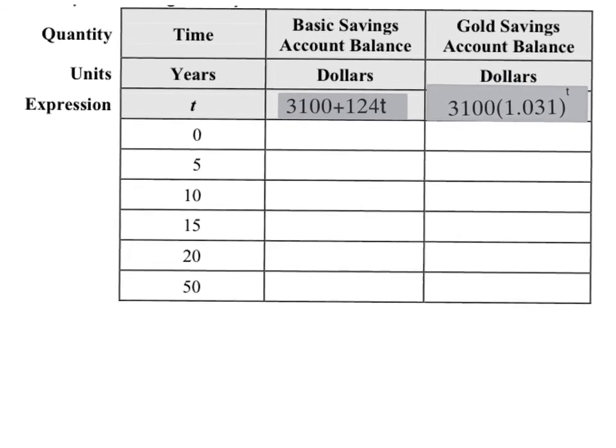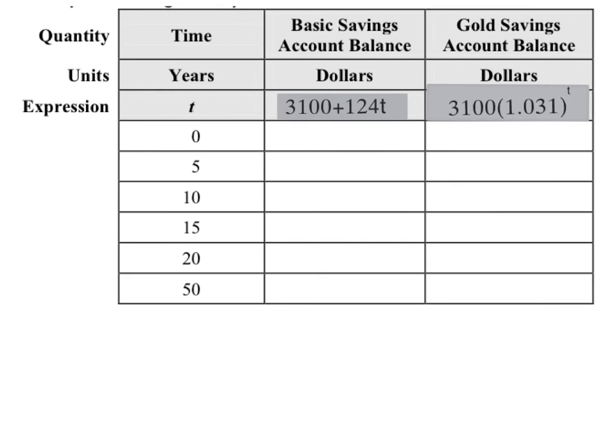All right, so the very first thing we need to do is plug in a 0 for t. So that's 3,100 plus 124 times 0. Or actually, let's not even do that, because let's think about this. Let's make sense about this. At year 0, how much money is sitting in the account? That very initial deposit. That's what that y-intercept means. That is the y-intercept when t is 0. So it's our initial deposit, which for both of these is going to be 3,100.